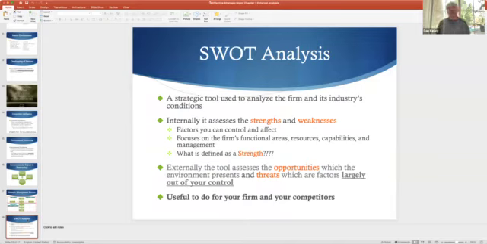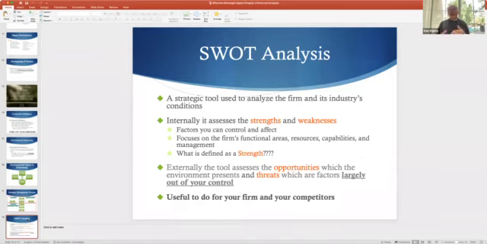All right, it is a strategic tool. It is used to analyze the firm and the industry conditions. Internally, it looks at the firm's strengths and weaknesses. These are factors that you can control. You can maintain strengths. You can change weaknesses. You can also lose strengths because you're not giving the appropriate attention to that. When we're looking internally, what we're assessing would be the firm's functional areas, the resources, the capabilities, and management.